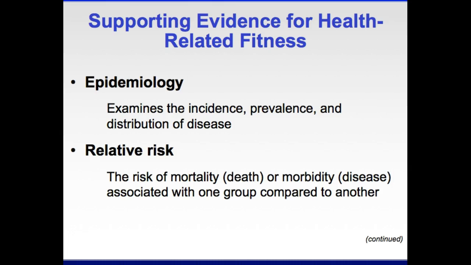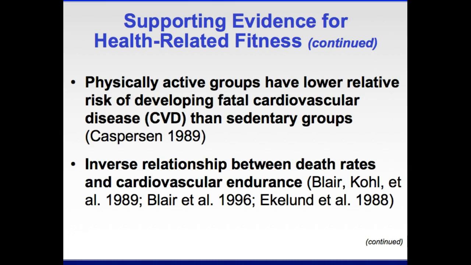Supporting evidence for health-related fitness. Epidemiology examines the incidence, prevalence, and distribution of disease. Relative risk is the risk of mortality (death) or morbidity (disease) associated with one group compared to another. Physically active groups have lower relative risk of developing fatal cardiovascular disease, CVD, than sedentary groups. There is an inverse relationship between death rates and cardiovascular endurance.